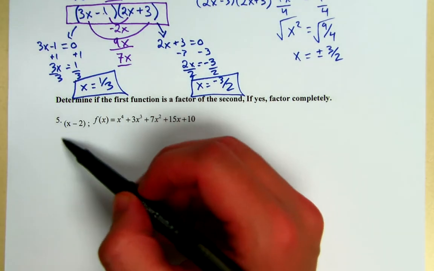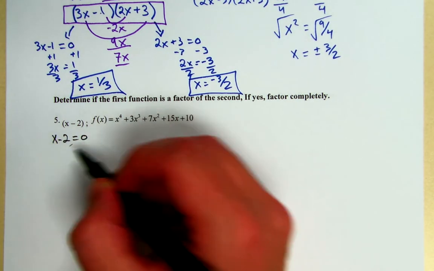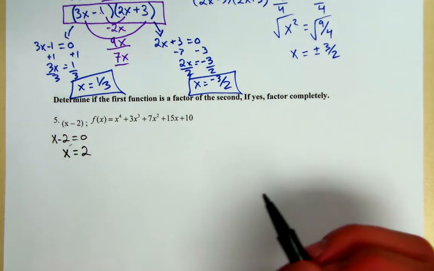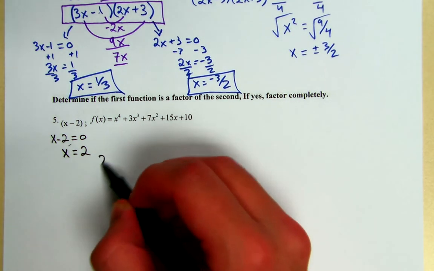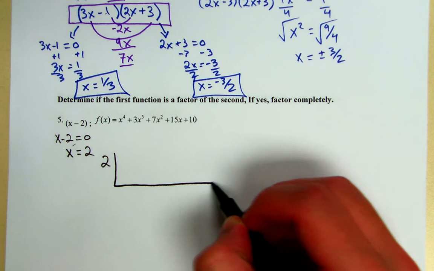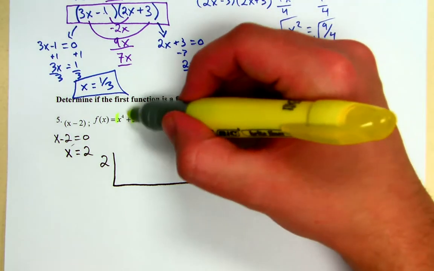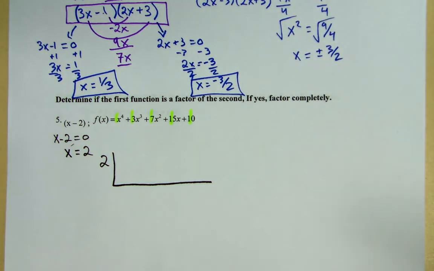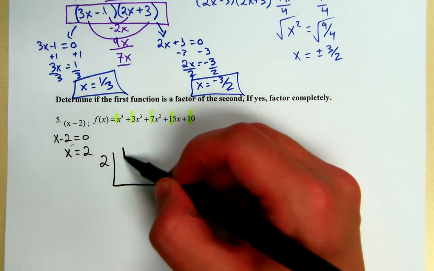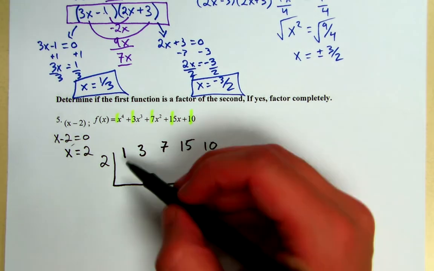So hopefully by now you're thinking, oh hey, I need to set that equal to 0. So x minus 2 equals 0. X equals positive 2 if you add 2 to both sides. So now synthetic division, so I'm using 2. And again, I'm looking back at my original problem. I've got a 4th power, 3rd power, 2nd power, linear, and constant. Nothing's missing, so I don't have to fill anything in. I have a 1, 3, 7, 15, and 10.